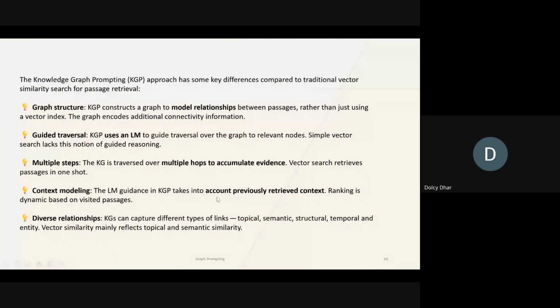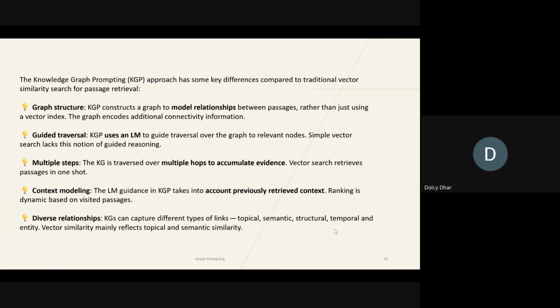Then context modeling, again, like I told you, the LLM can decide whether the information is there within the context or not, whether accurate information has been retrieved. Then it can do a ranking on the information that is retrieved. And again, it can decide whether it took a long path or a short path and all of those things. And of course, because we are capturing relationships more humanly, we can capture topical, semantic, structural, even temporal entity.